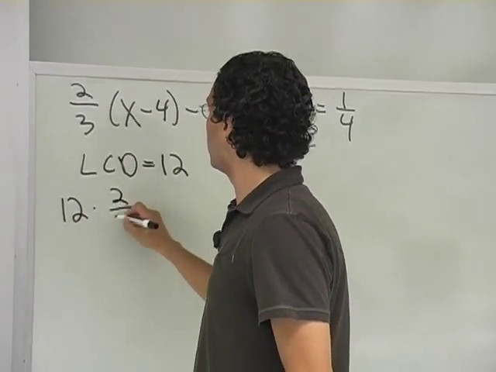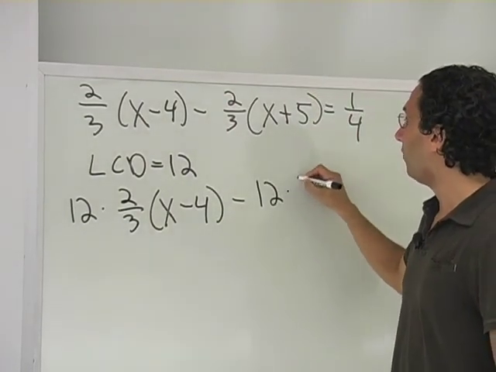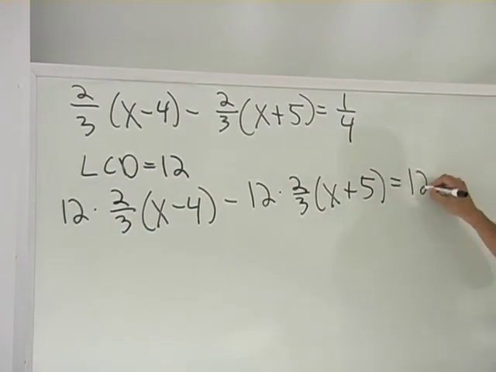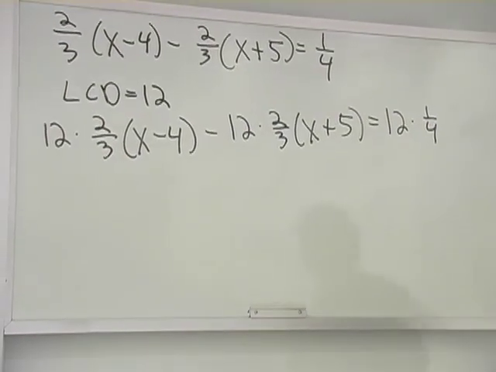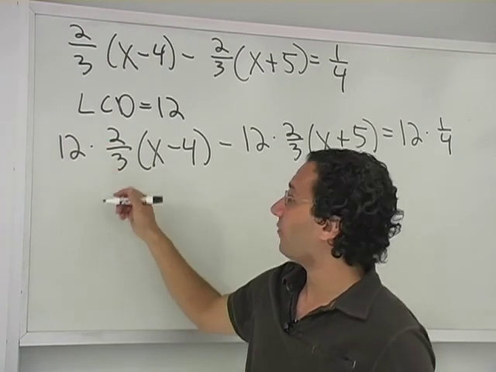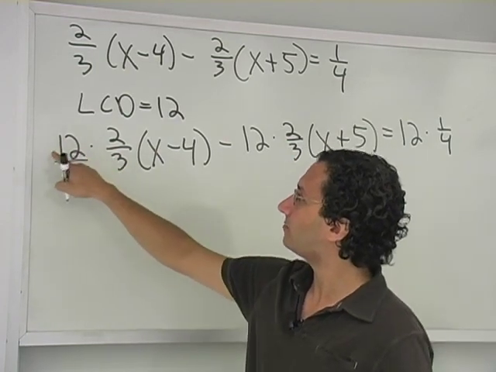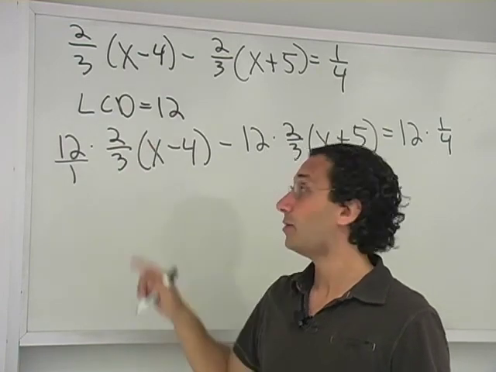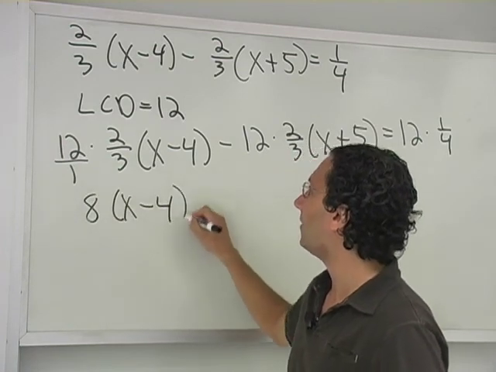12 times 2/3 times x minus 4, minus 12 times 2/3 times x plus 5, equals 12 times 1/4. So what happens? Well, this 12 is really just 12 over 1. It's really a fraction, so we can multiply it by this guy, by our rules of multiplying fractions. 12 times 2 is 24. 24 over 3 is 8. Just as I promised, the fraction has gone away.